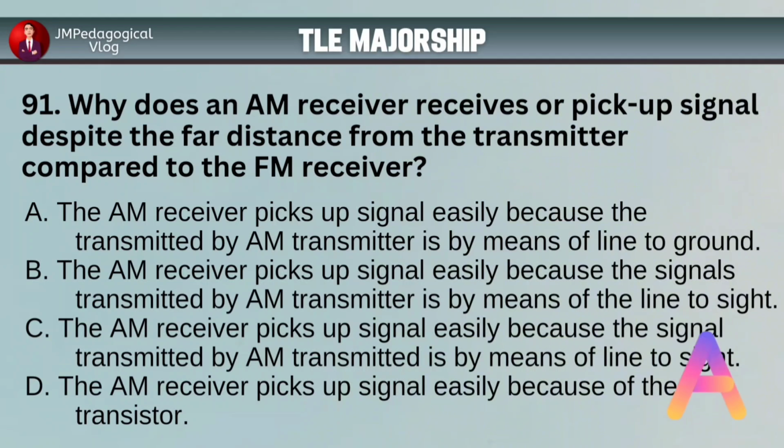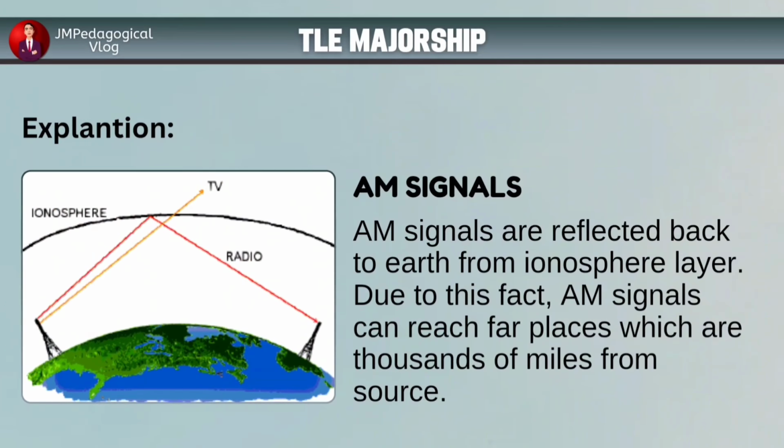A. The amplitude modulation receiver picks up signals easily because the signal transmitted by the AM transmitter is by means of line to ground. Explanation. Amplitude modulation signals are reflected back to Earth from the ionosphere layer. Due to this fact, AM signals can reach far places which are thousands of miles from the source.